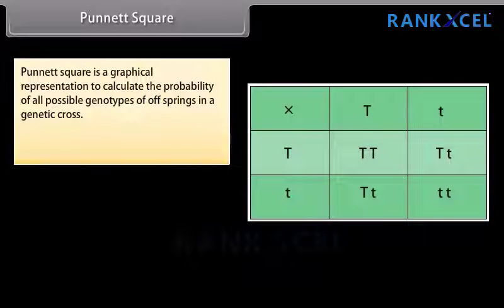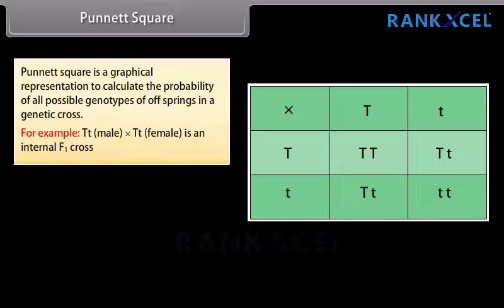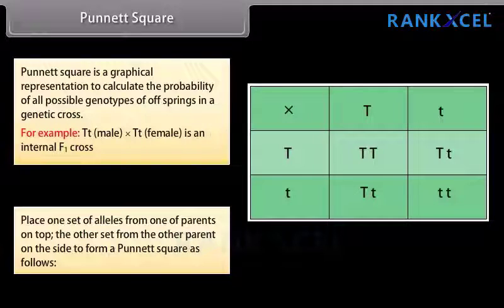Punnett square. Punnett square is a graphical representation to calculate the probability of all possible genotypes of offsprings in a genetic cross. For example, TT male cross tt female is an F1 cross. Place one set of alleles from one parent on top, the other set from the other parent on the side to form a Punnett square as follows.